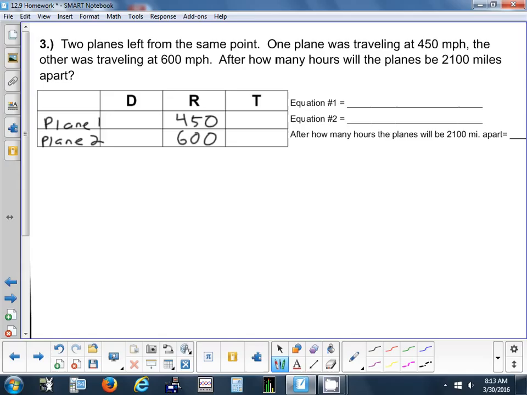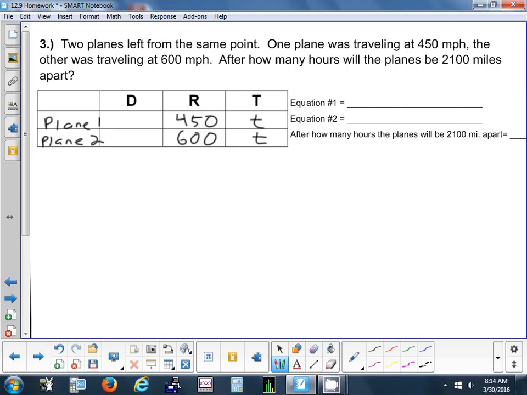Now, the next part is a little tricky. We've got to figure out what's the same. Is the distance that each plane travels going to be the same, or is the time going to be the same? The time, right? Because one's going faster, so it's going to go farther. So the distances are not the same here, but the times will be.